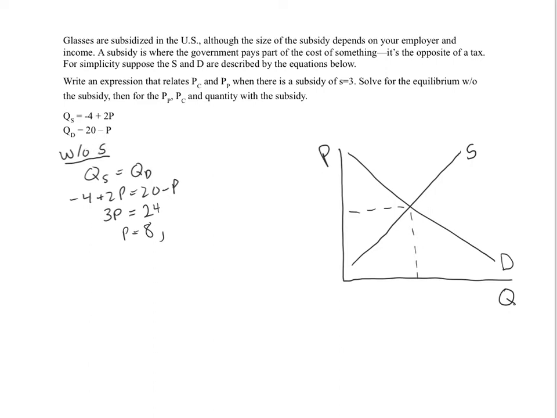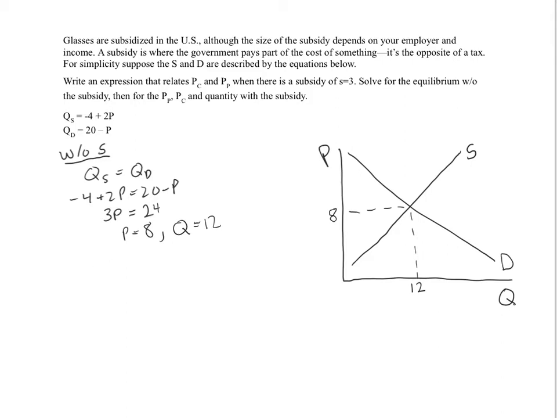and then we can plug that price back into either demand or supply. So demand would give us Q is 20 minus 8, or 12, or we could plug it into supply. That would give us negative 4 plus 2 times 8, that's 16 minus 4 is 12. So either way we get a quantity of 12. And what I'm going to do is quickly go over here and label the equilibrium price is 8, the equilibrium quantity is 12, and now we can compare this situation to what we get when we solve with the subsidy.